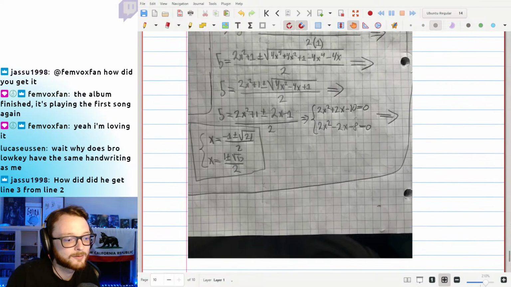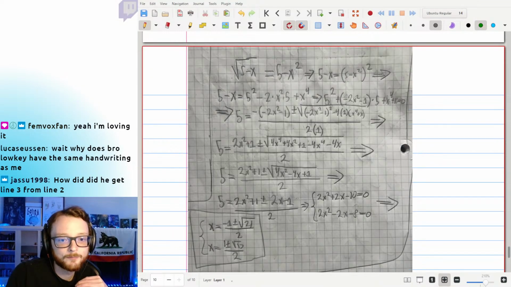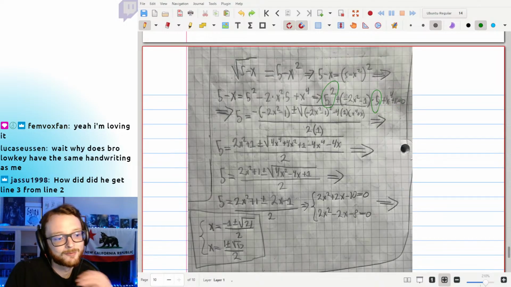How did he get line 3 from line 2? It's the quadratic formula, but instead of x, we have 5. And so the a here is 1. The b involves x's, negative 2x squared minus 1. The c is x to the fourth plus x.